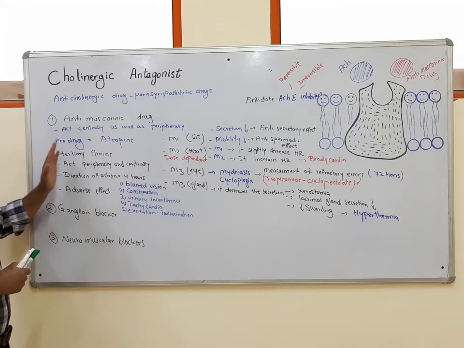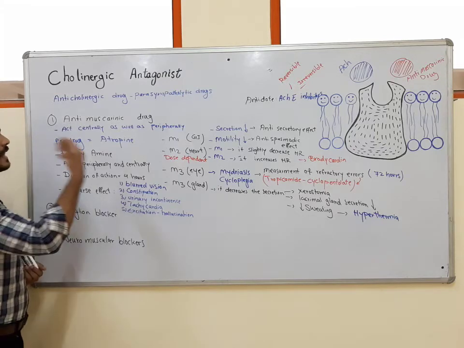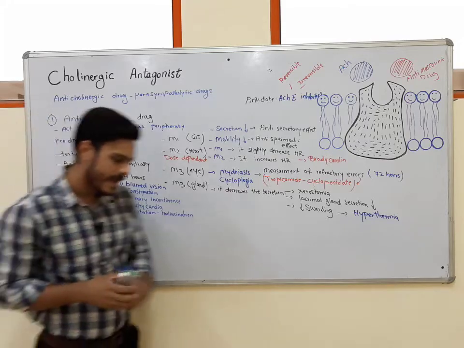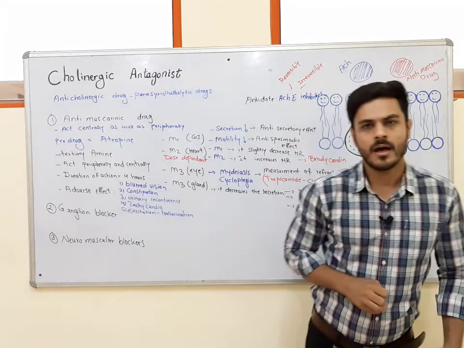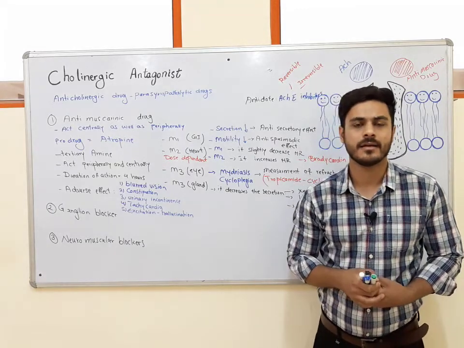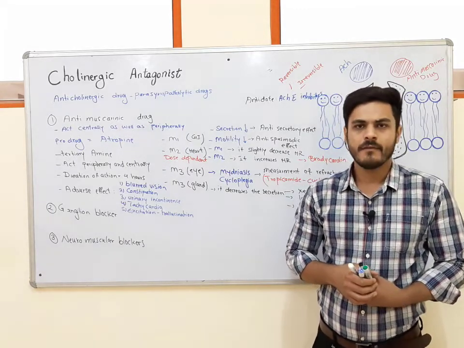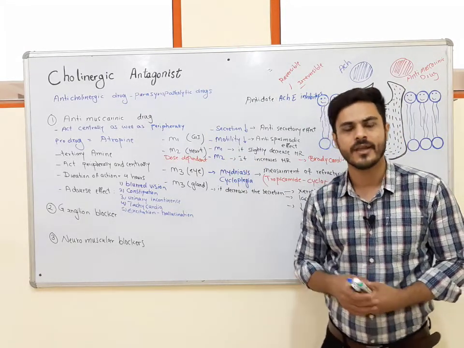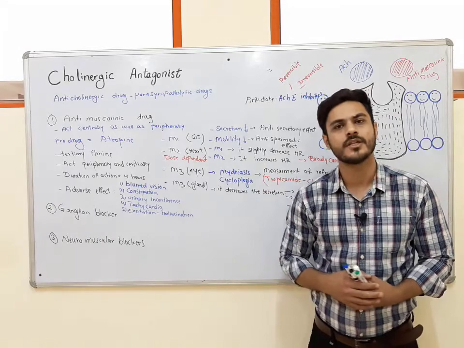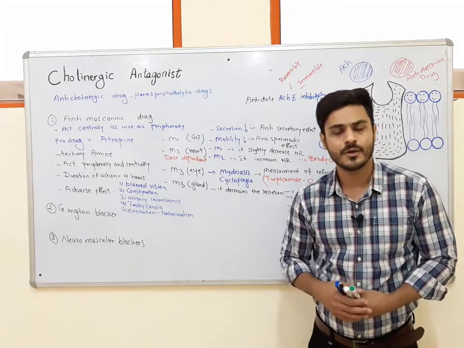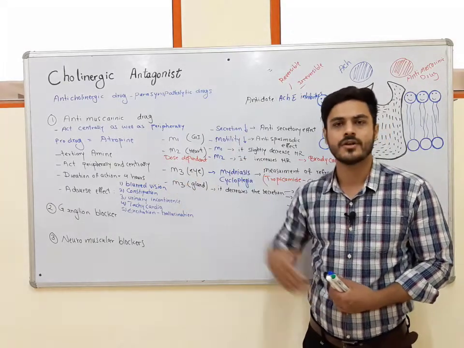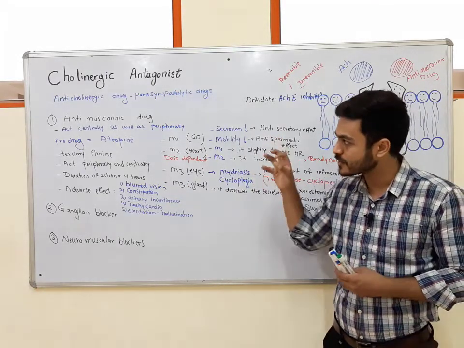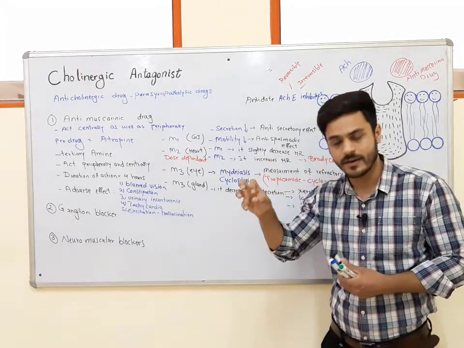Okay, now we'll talk about some other classes of drugs which are antimuscarinic drugs. We can classify antimuscarinic drugs on the basis of their effect and on the basis of their indication. We can use some of these drugs for treatment of motion sickness. We can use some of these drugs for treatment of asthma and COPD. We can use some of these drugs for treatment of Parkinsonism.